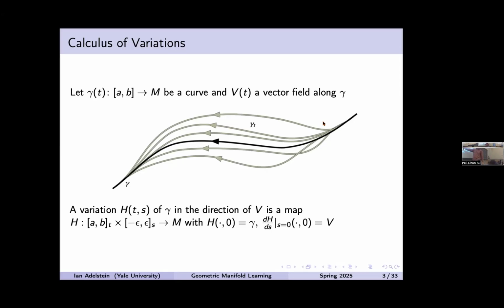So I can say this variation h of gamma in the direction of v. It has the same time parameter, so all these curves are parameterized from time a to time b. Then there's this infinitesimal variation direction, this s parameter, which picks out which curve you are in the variation. When I set s equal to 0, I get the original curve, and the derivative in the s direction is exactly this variational field v. This is one way that I can take a curve gamma and talk about a family of curves that are all close to gamma.